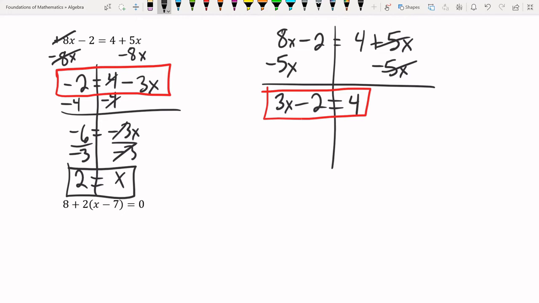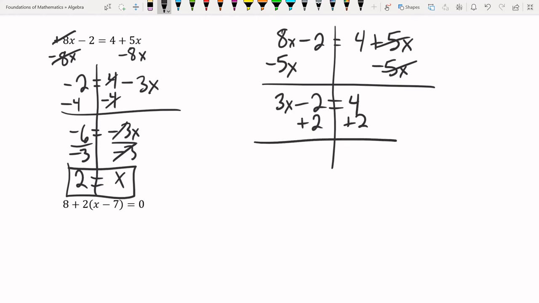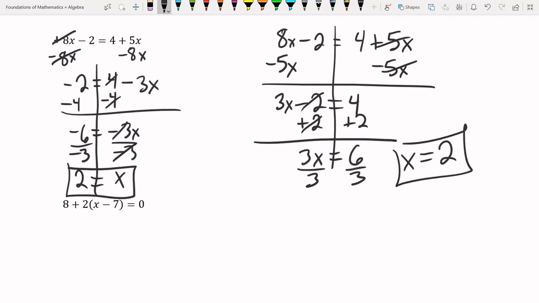Now I can solve by doing the normal two-step equation process. So I'm going to add the 2. That's always the first thing you want to get rid of, the term that has no variable. Get it over to the other side of the equation. Now we have 3x equals 4 plus 2 is 6. Divide by 3, and we get x equal to 2. Same answer, which is expected, but just a slightly different way of doing it.